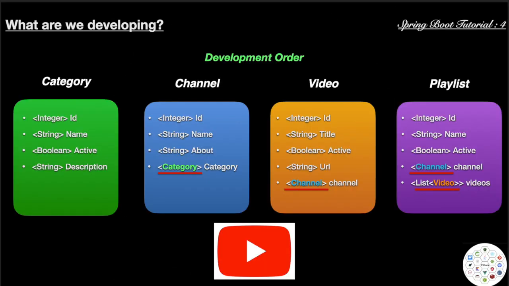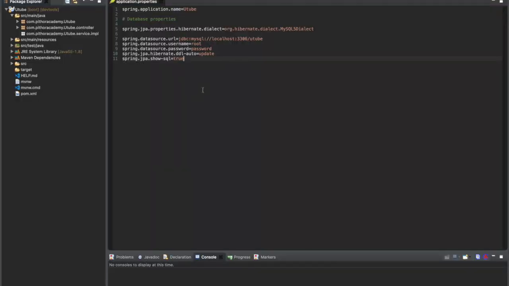Hi everyone, as you can see here, we are building a YouTube-style application where we are managing the videos in different channels and in different playlists. So here we will start developing the model or the entities for the application. The first entity will be the category entity. It will have four fields: ID, name, active and description. So let's start and build this thing.